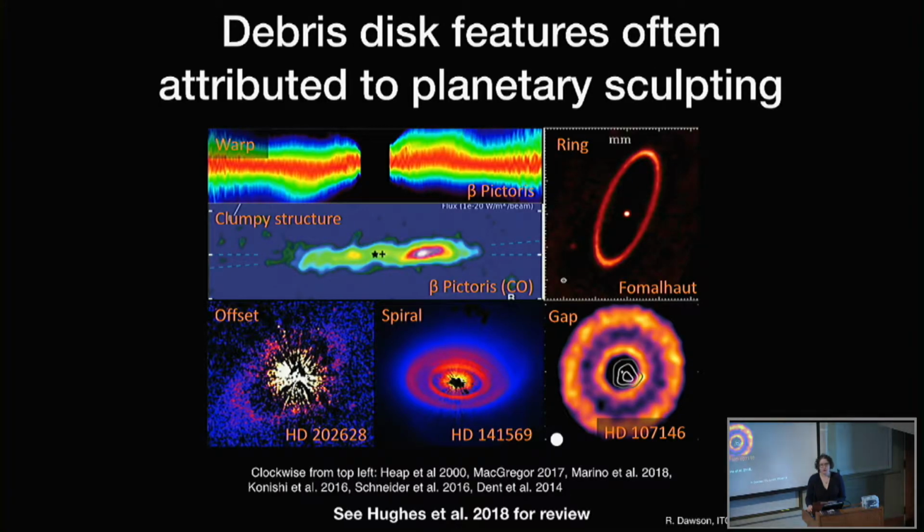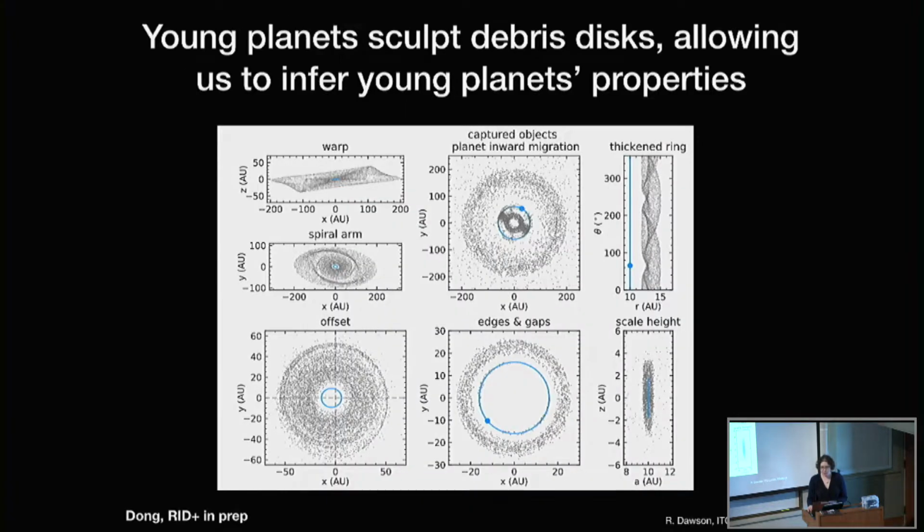There have been a number of observed debris disk features that have been attributed to planets, including warps, rings, gaps, spirals, offsets, and asymmetries. And if you've seen a lot of these systems before, you'll notice that they're younger systems, and that's because the disk is still massive enough for us to be able to measure well. So one very useful thing that we can do is to use these debris disk features to infer properties about the young planets that could be difficult to discover otherwise.